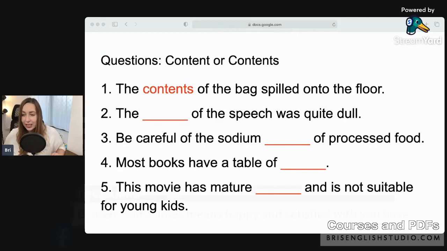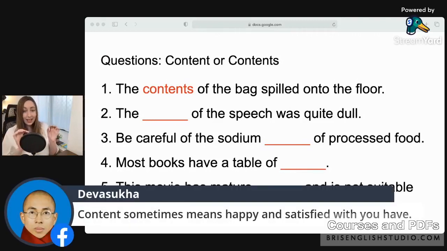Yes, Devashka has a good point. Content sometimes means happy and satisfied. This one has a different pronunciation. The one we're talking about today is content. The one that means happy or satisfied is content. That is an adjective, but yes, it has that meaning.